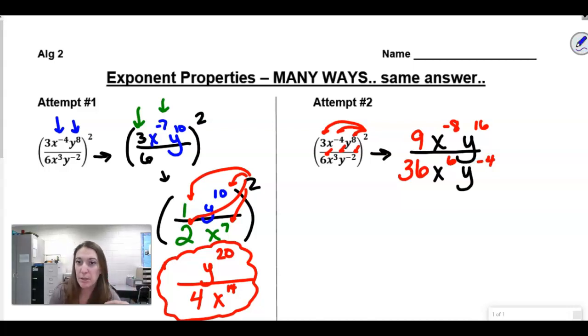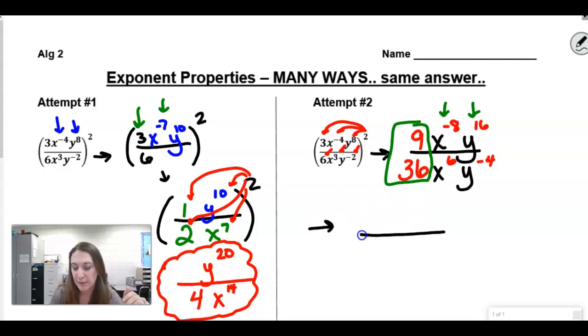Maybe I'm going to move some things around. Actually, you know what, I'm not going to do that. I'm going to simplify. So I'm going to look at these coefficients here. These can simplify. And then I'm going to use that subtraction rule on the x's and on the y's to simplify that. So my next line would look like this. 9/36, if you math entered that in your calculator to reduce the coefficient, that is a 1/4. And then, careful with the negative, so -8 minus 6 is x to the -14. So far so good.